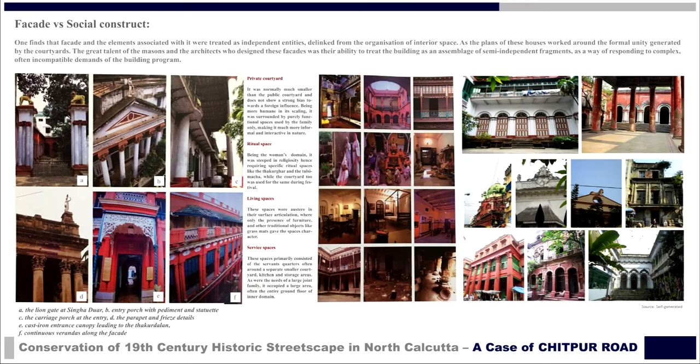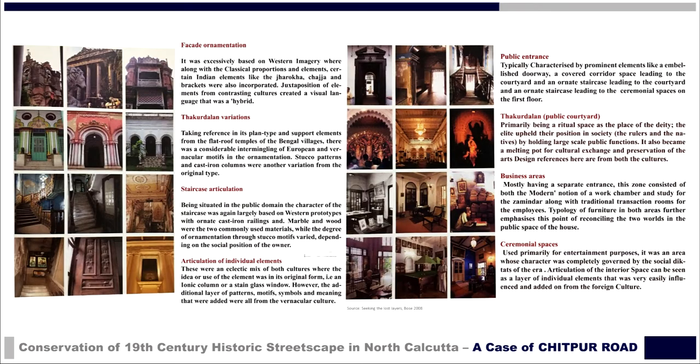The features developed were entrance porches with parapets, statues, cast iron railings, canopies leading to Thakur Dalan, and a continuous veranda along the facade, showing various areas where facades and social conduct go hand in hand.